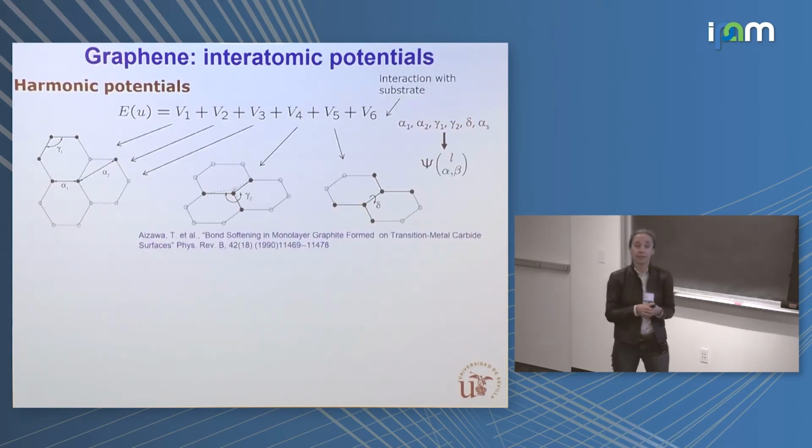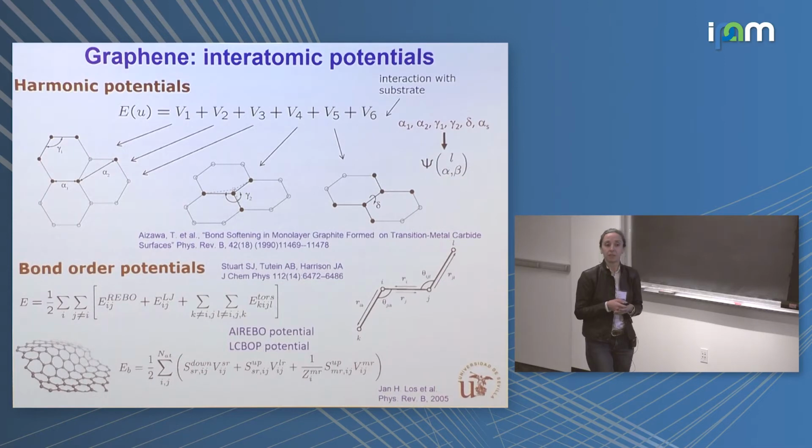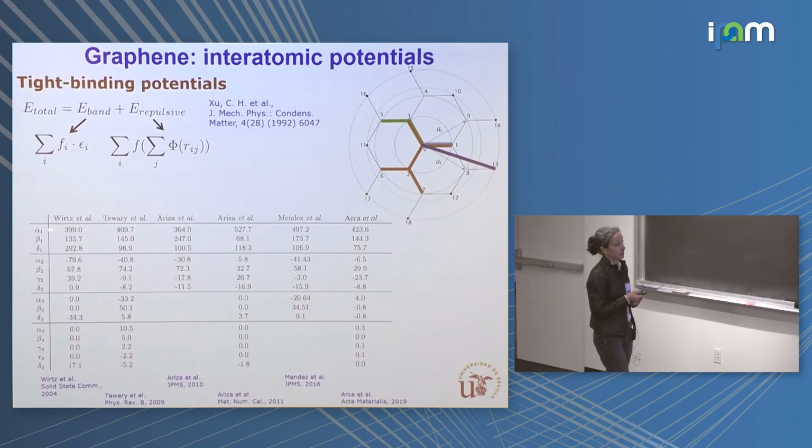So I have already mentioned interatomic potentials. We started with a harmonic model by Ariza and co-authors. This is the first interatomic potential we work with. Then we have been linearizing bond order potentials, the very well-known Ariza potential, or this another potential accounting for large deformations. We linearize them, we obtain the force constants, and we see how they compare between them and with other works.